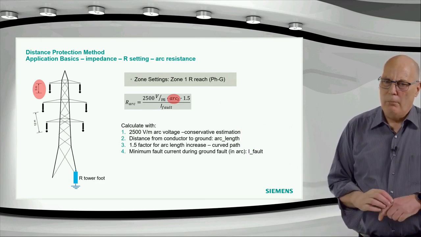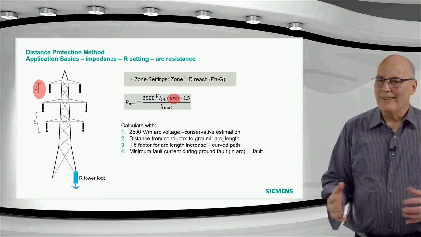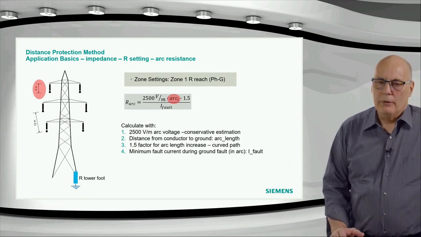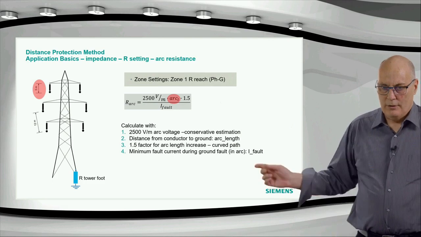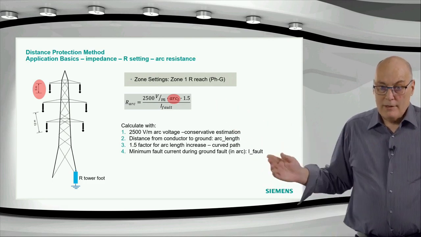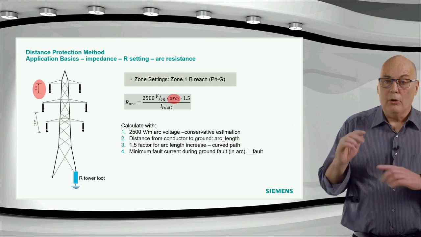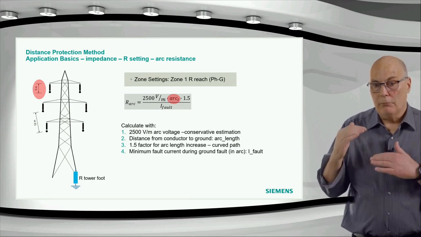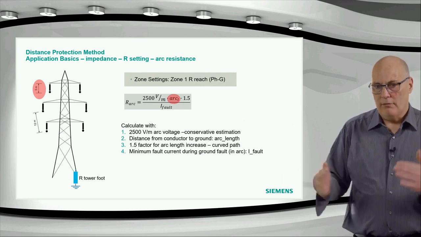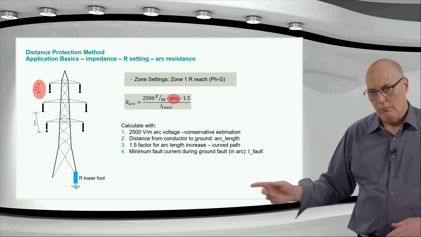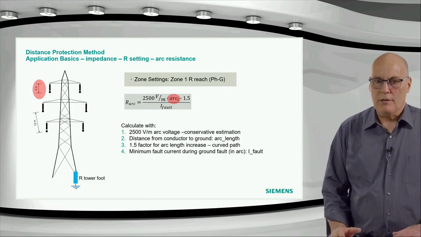One does not need more complicated things like Warrington equation. There is not really any gain because at the end of the day, it's a large uncertainty. The 1.5 is a factor because the arc will typically not be in a straight path. So we don't just simply use the 5 meters. We extend the 5 meters by a factor 1.5 to make allowance for the curvature of the arc as such.